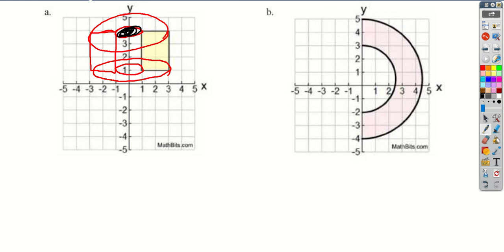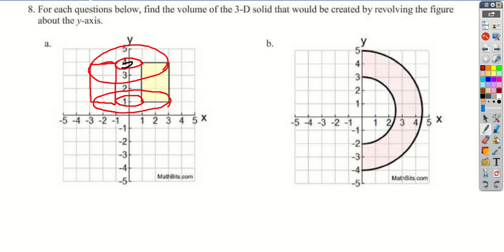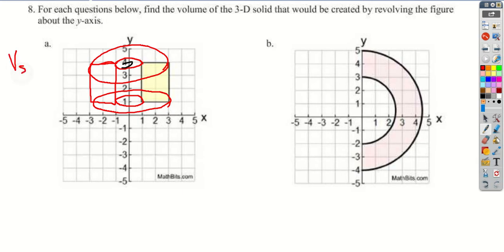I'm not going to darken the whole thing in, but we essentially want to find the volume of the two cylinders and then subtract them. So we'll do the volume of the small cylinder. That's pi r squared h. So pi, the radius really is just 1 unit out, so 1 squared. And the height is just 1, 2, so 4 to 1. So that's 3. So this is 3 pi for the volume of the small cylinder.